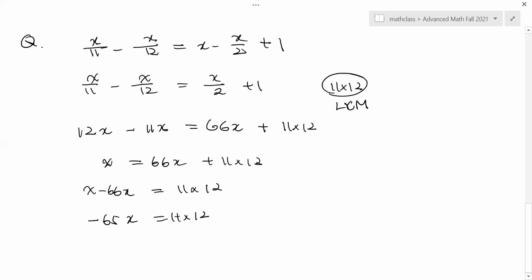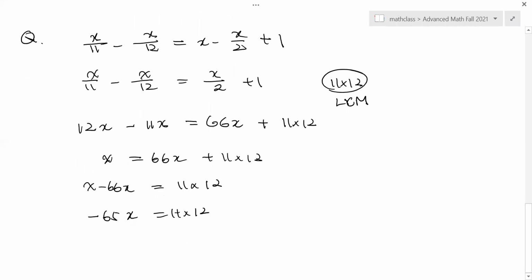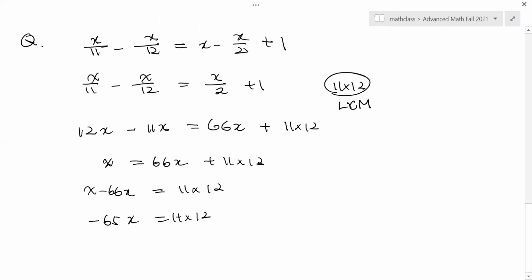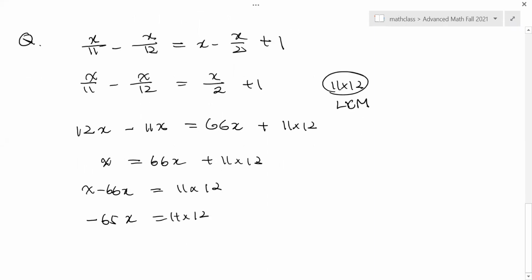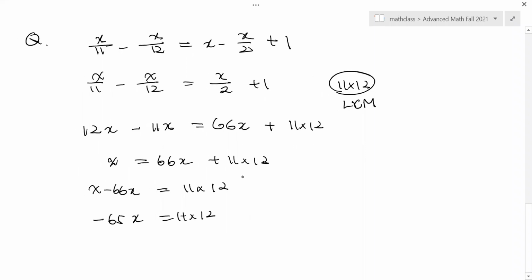If you don't get the same answer, you redo it, and if you still don't get the same answer, then you can ask your parents to check. If you express it clearly, they can quickly find out where the mistakes are. So both sides divided by negative 65. The answer will be 132 divided by 65. So that is the answer.